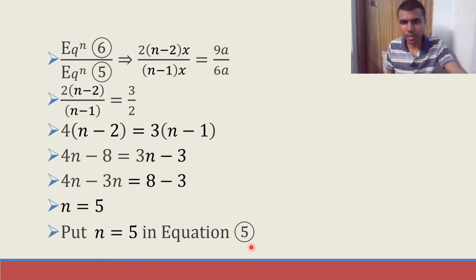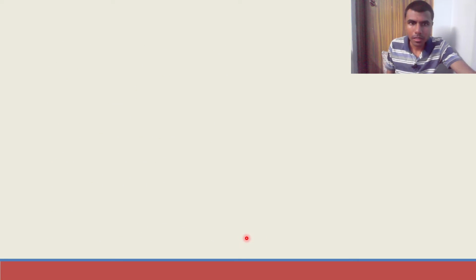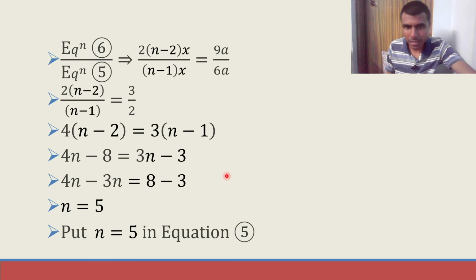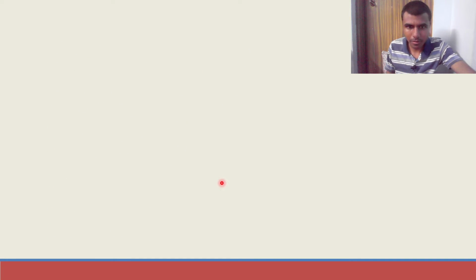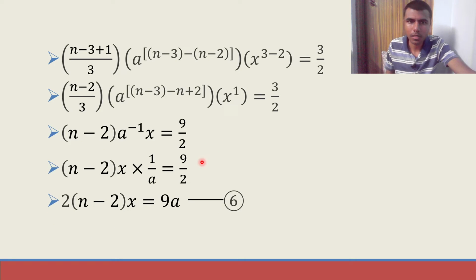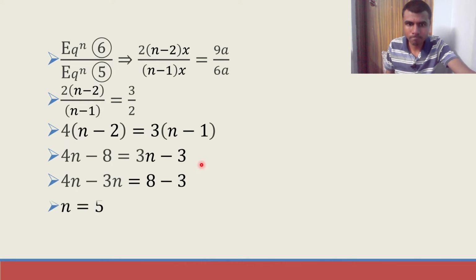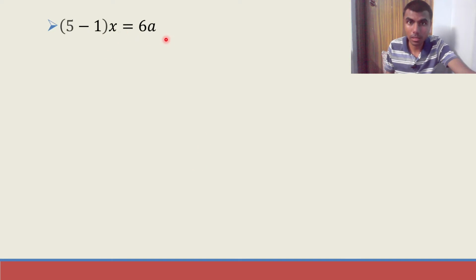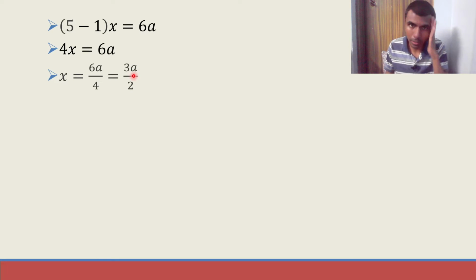Now put n equal to 5 in equation 5. If you put it, I get this. Our equation 5 is this: put n equal to 5, that means (5 minus 1) into x equals 6a. So 4x equals 6a. Send the 4 to the RHS. So x equals 6a by 4, which is nothing but 3a by 2.